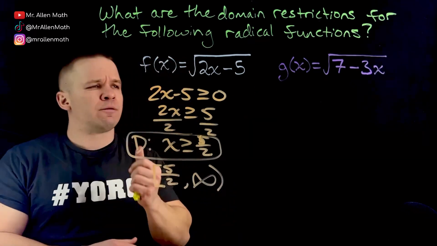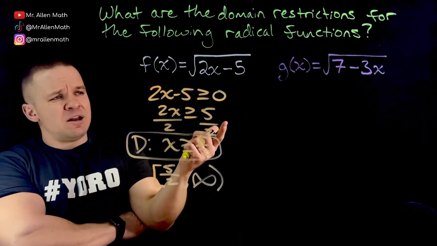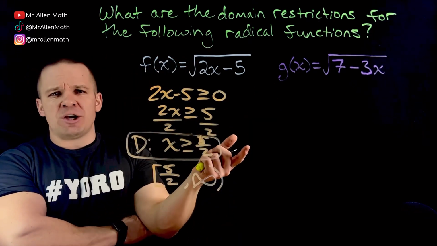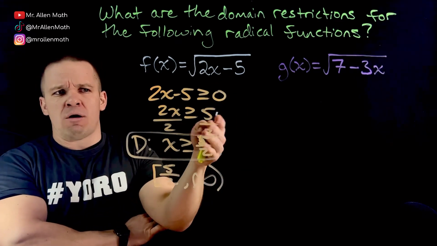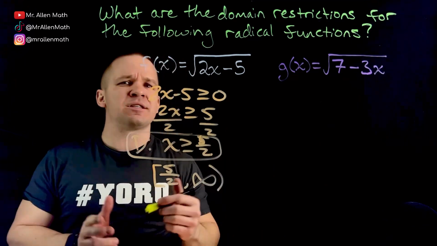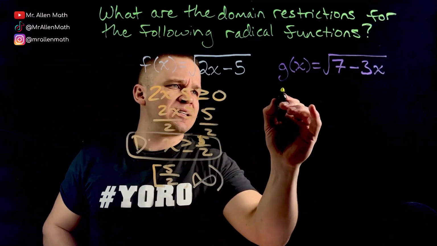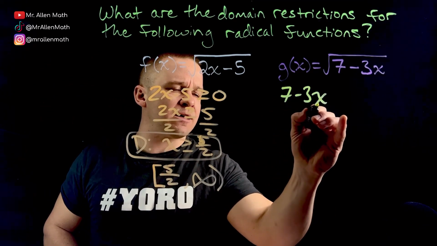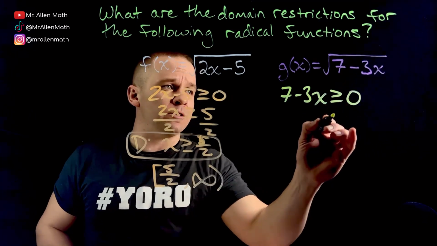Well, let's check out this one over here. Now I've got a negative, right? Now, in some situations, we can just be like, okay, what makes this 0? I got to be bigger than that. But you got to be careful with these things. So again, I'm going to go about the same process here. I've got 7 minus 3x. I want it to be greater than or equal to 0, right?